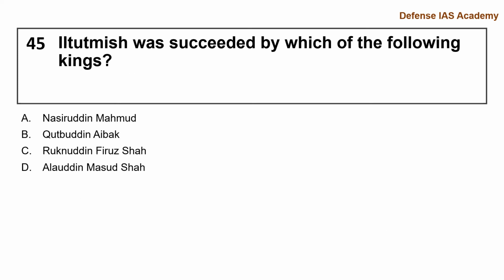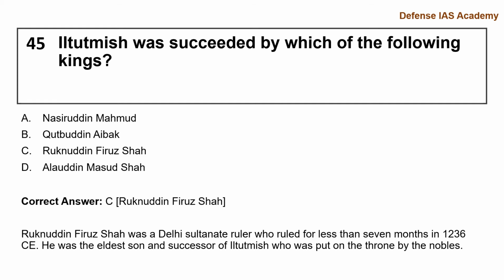Question 45. Iltutmish was succeeded by which of the following kings? The correct answer is option C, Ruknuddin Firuz Shah. Ruknuddin Firuz Shah was a Delhi Sultanate ruler who ruled for less than 7 months in 1236 CE. He was the eldest son and successor of Iltutmish, who was put on the throne by the nobles.